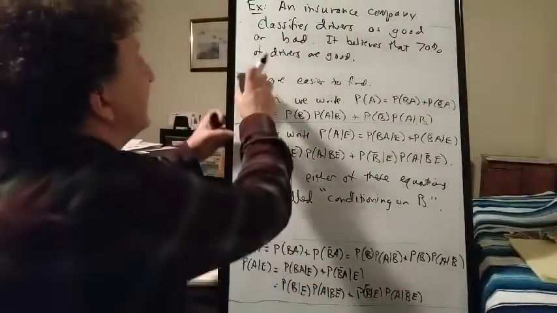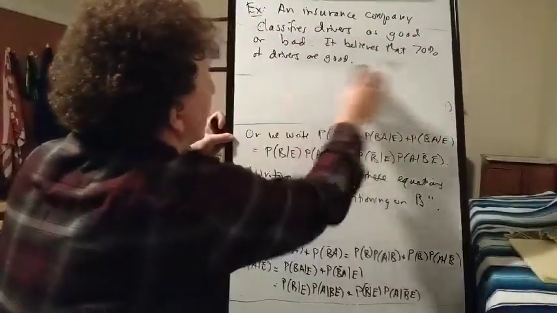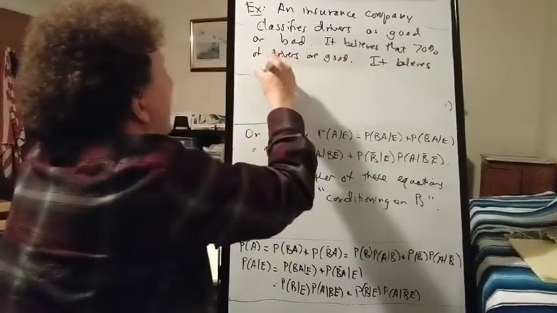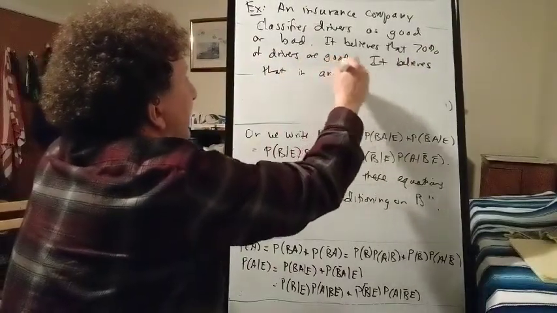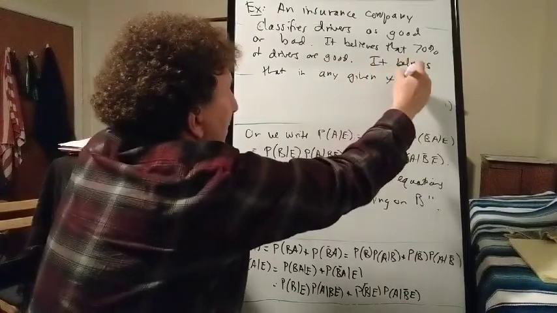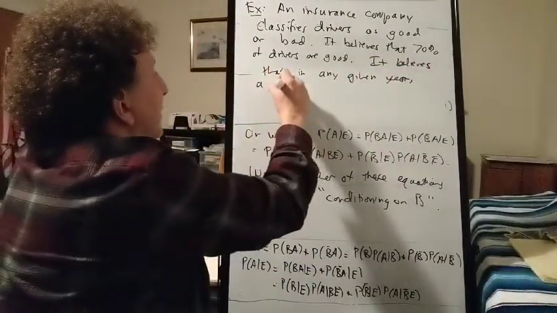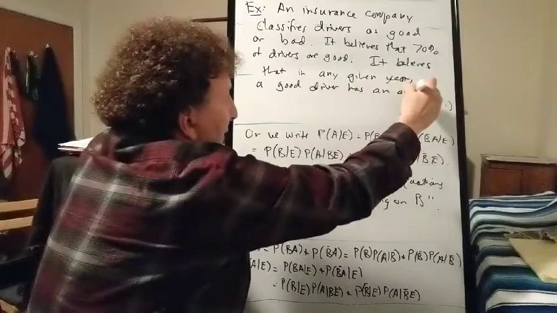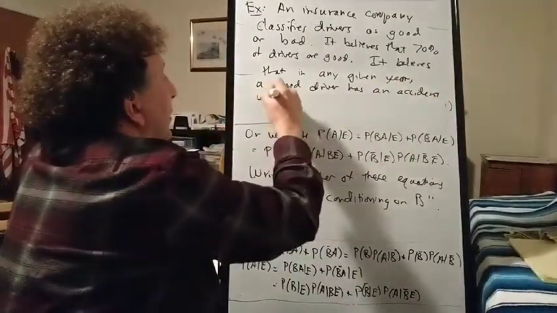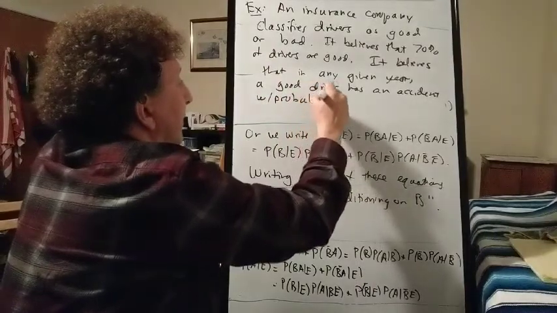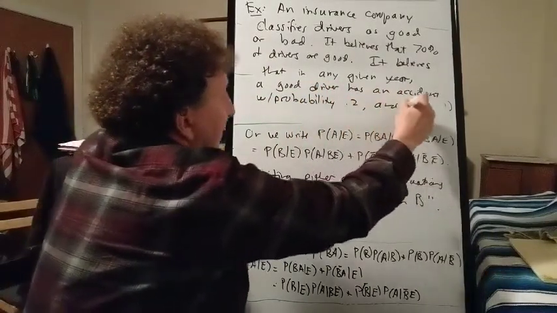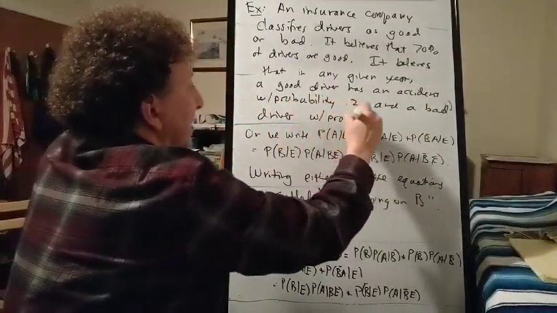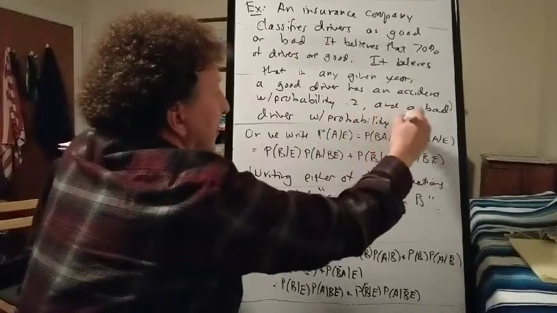And it believes that in any given year, a good driver has an accident with probability 0.2, and a bad driver with probability 0.4.